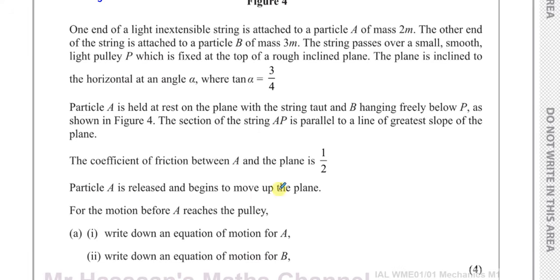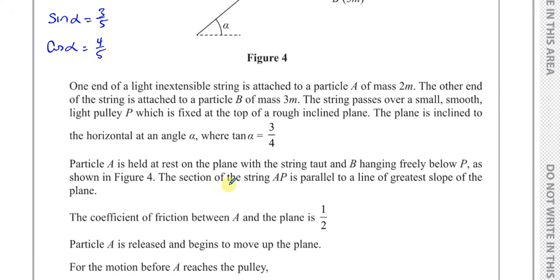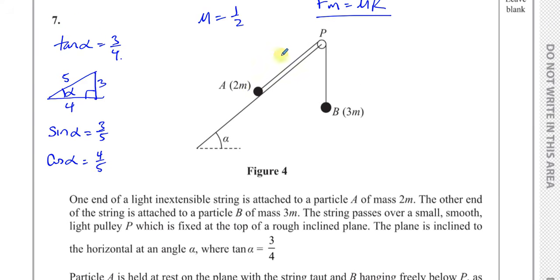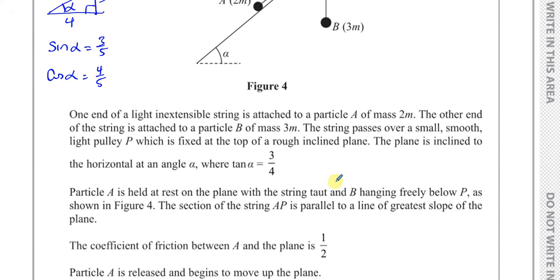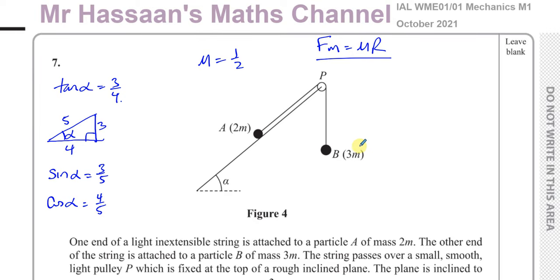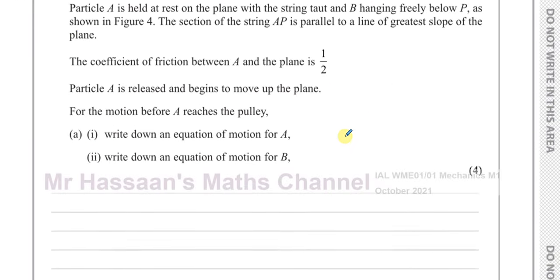It says for the motion before A reaches the pulley, particle A is released and begins to move up the plane. So it goes up the plane. For the motion before A reaches the pulley, write down an equation of motion for A and write down an equation of motion for B. Here they just want you to write down the equation of motion. I don't think they want you to put any values in. So let's get on with that.